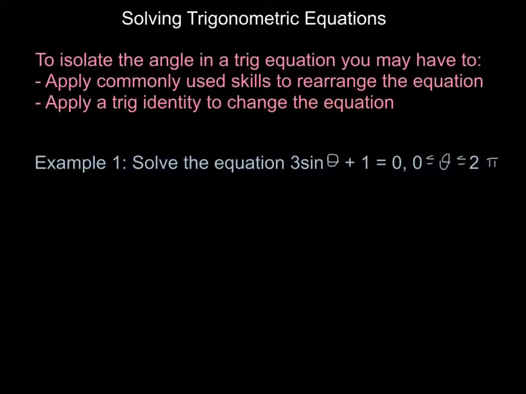So it looks like we should be able to isolate theta just by doing some rearranging. So the first thing I want to do here is move this 1, because it's not with the term involving theta. So I'm going to subtract 1 from both sides. So I get 3 sine theta equals -1. And working further towards isolating theta, we've got some multiplication here, so I'm going to use the opposite, which is division. So sine theta equals -1/3.